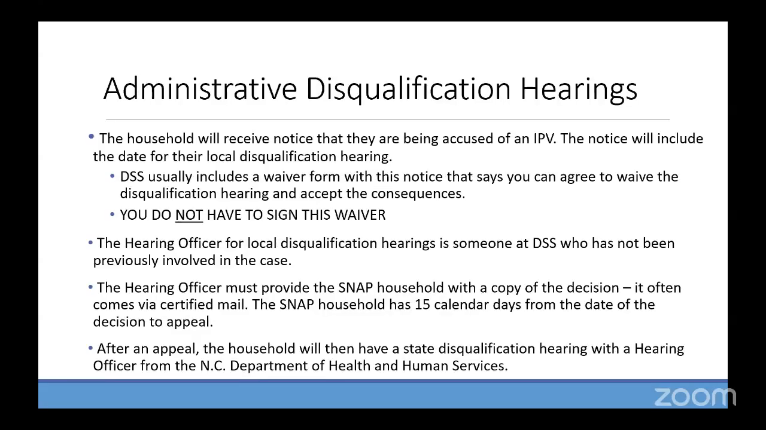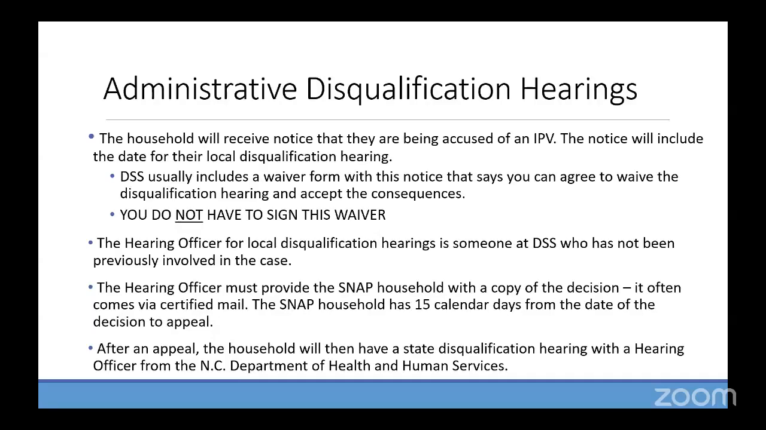If you do choose to have a hearing, the hearing officer for the local disqualification hearings will be someone at DSS who has not been previously involved in your case. At the hearing, DSS will present whatever evidence they have of why they think the household has committed an intentional program violation, and then the household will have an opportunity to respond to that evidence or present their own evidence. After, the hearing officer must provide the household with a copy of the decision. It often comes by certified mail, and the household has 15 calendar days from the date of the decision to appeal if they're unhappy with the decision.